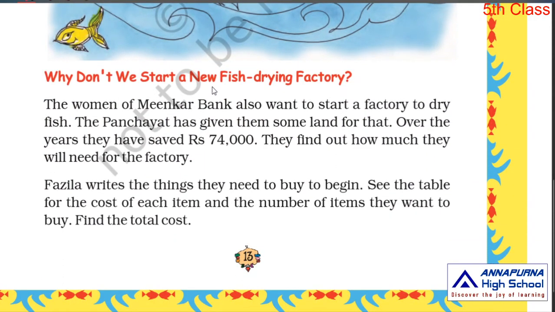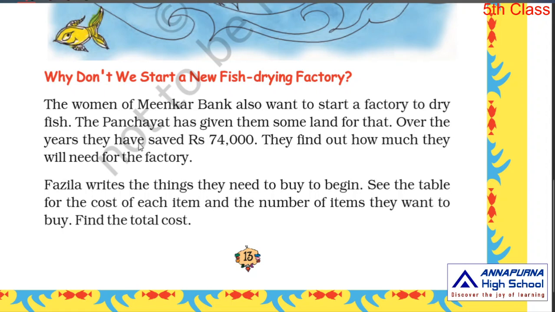Why don't we start a new fish drying factory? Yes, the women of Meenkar Bank also want to start a factory to dry fish. The panchayat has given them some land for that. Why? Because they will get wet fish, and to dry those fish, they need some land. That panchayat has given some land for that.